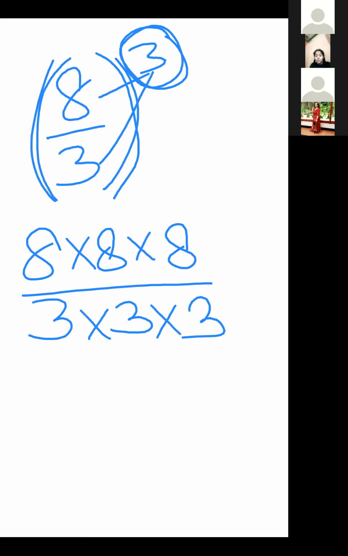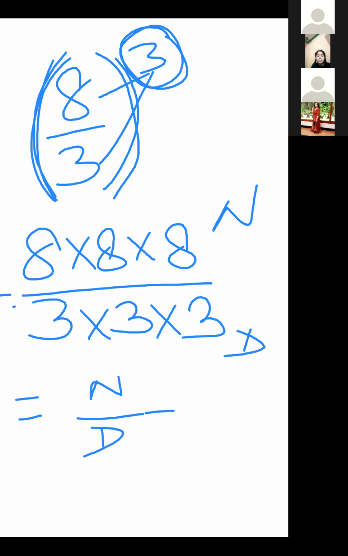Clear? Because 3 is the power of the full number, because it is outside the bracket. Then you have to multiply. This is your numerator and this is your denominator. So you have to multiply the numerator and write in the numerator, and multiply the denominator and write in the denominator here. So anybody tell me the answer? What is the numerator here? Multiply 8 3 times. Okay, 512 upon 27. Good.